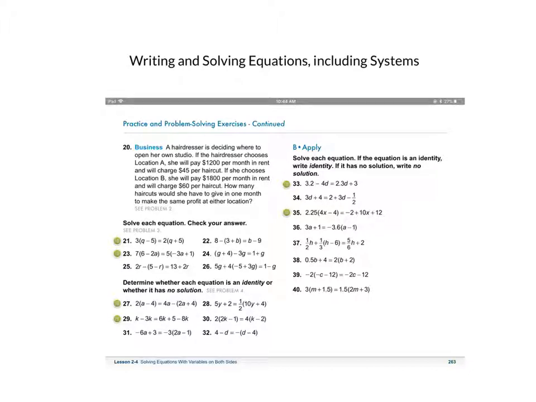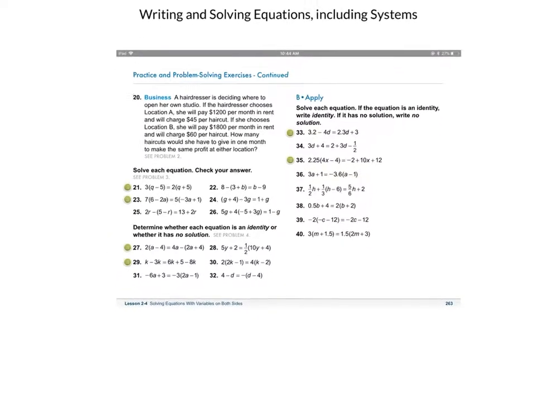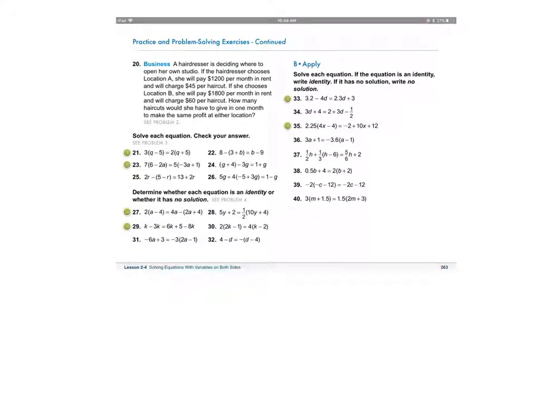Now, to separate what you see here, this is just basic equations. The systems part to this are found right here. If I go to the next page, on this page we have a couple examples that we could work out. I'm going to take a look at a problem like number 24.